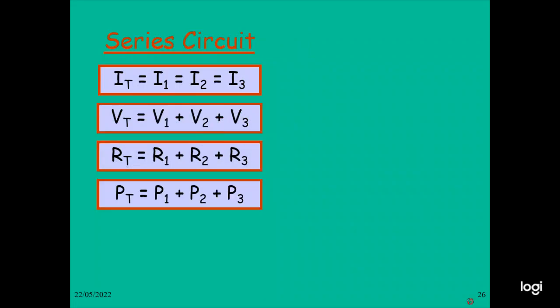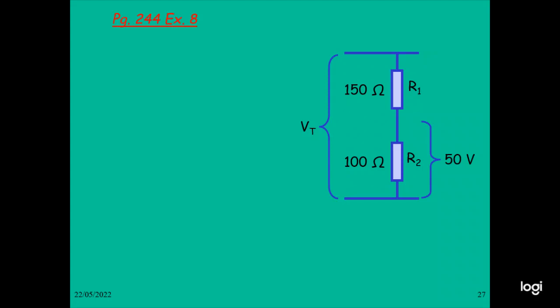In a series circuit, ID equals I1 equals I2 equals I3, VD equals V1 plus V2 plus V3, RD equals R1 plus R2 plus R3, PD equals P1 plus P2 plus P3. So those are the series circuit relations.